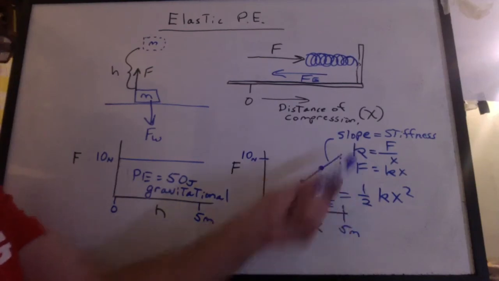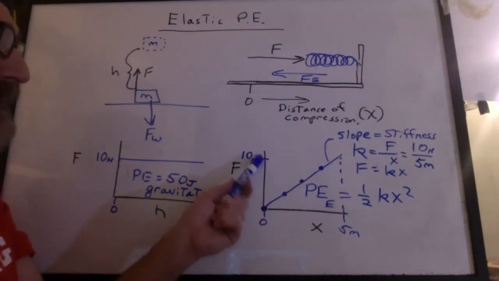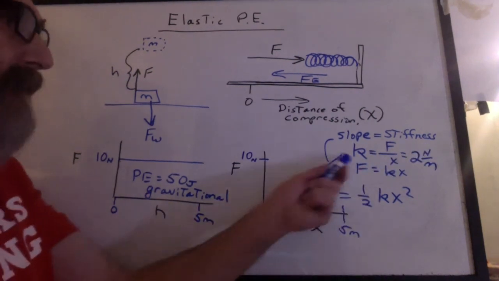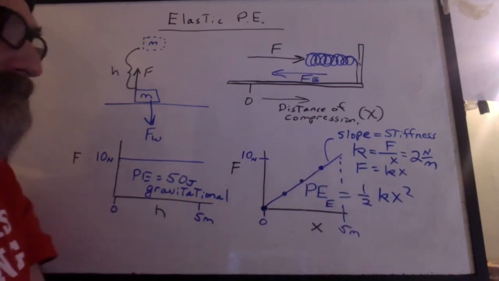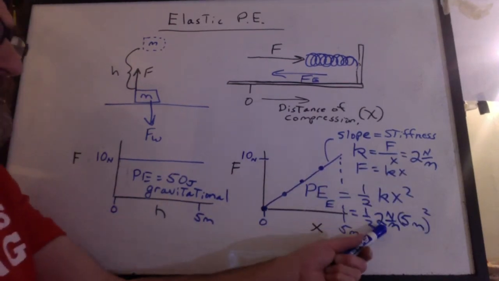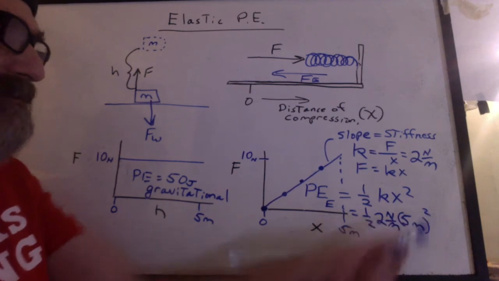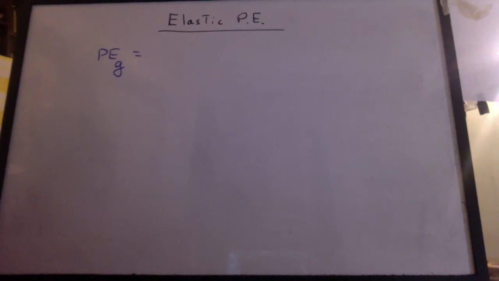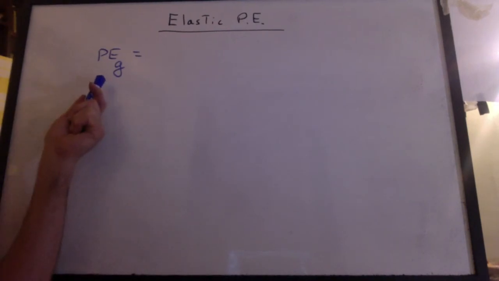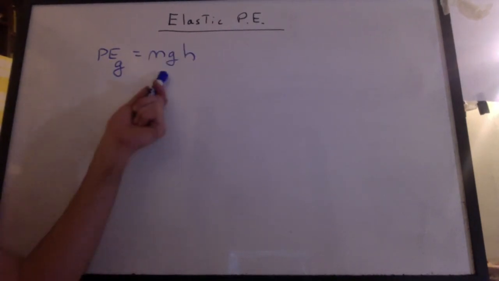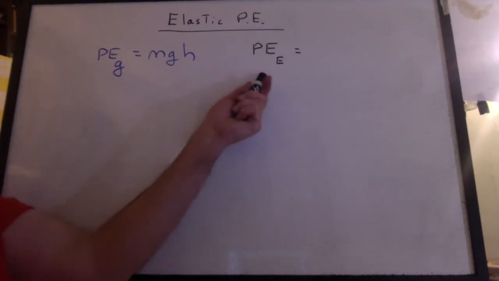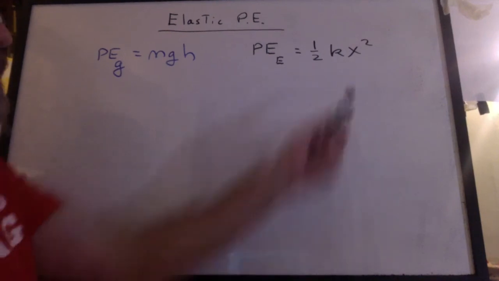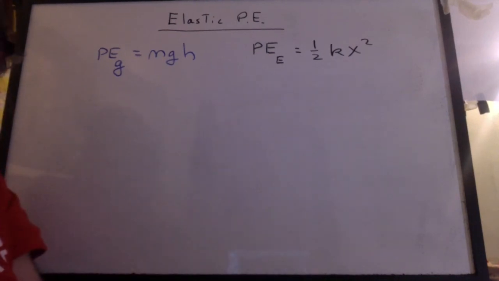Let's check it out with the numbers. We have 10 newtons over 5 meters for the slope of this line. That means k is 2 newtons per meter. We take 1/2, 2 newtons per meter times 5 meters squared, and we get 25 joules again. So now remember, gravitational potential energy is mgh. Elastic potential energy is 1/2 kx squared, where x is the distance of compression.